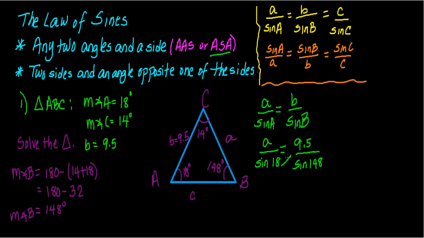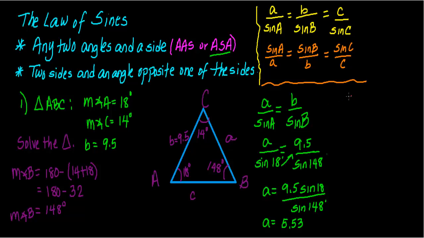To solve for A, we cross multiply here. A is equal to 9.5 times the sine of 18 divided by the sine of 148. Okay? And A is equal to 5.53. And that's the answer for A. Remember to have your calculator in degree mode, not in radian mode. So we found A. Now let's go ahead and use the same technique to find C.